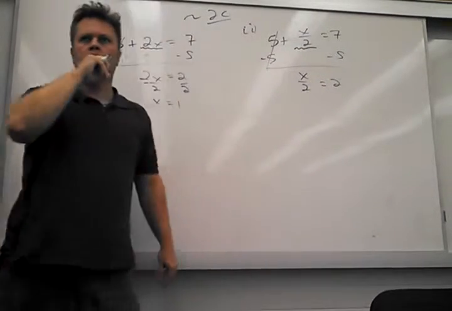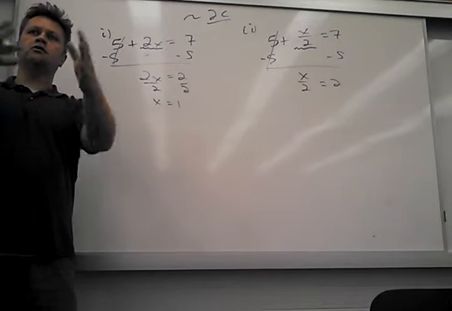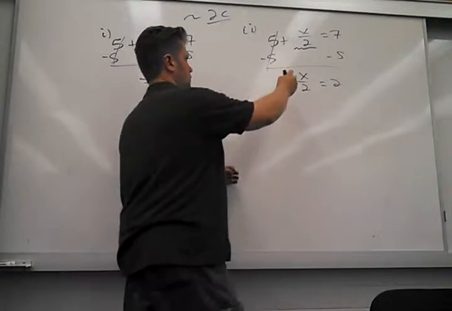And then, what do you do? Multiply by 2. That's how we get the x by itself, right?